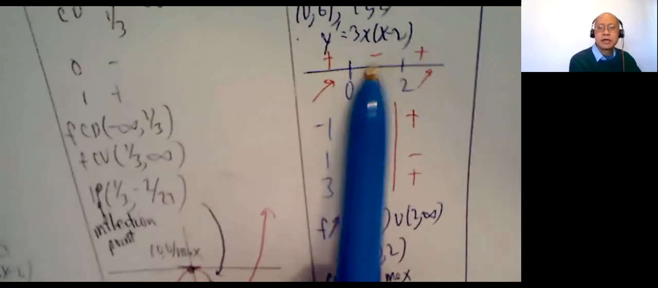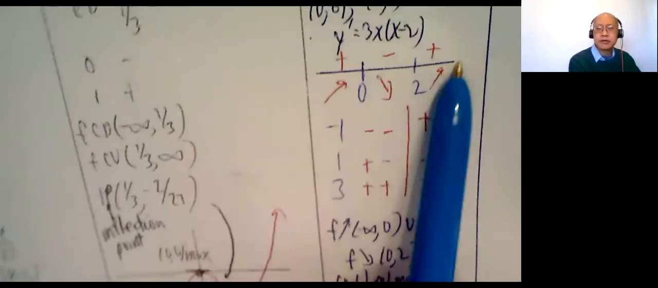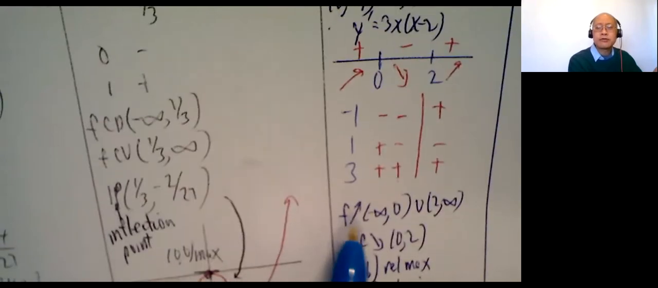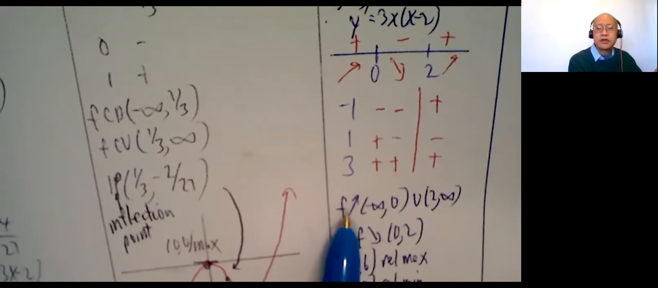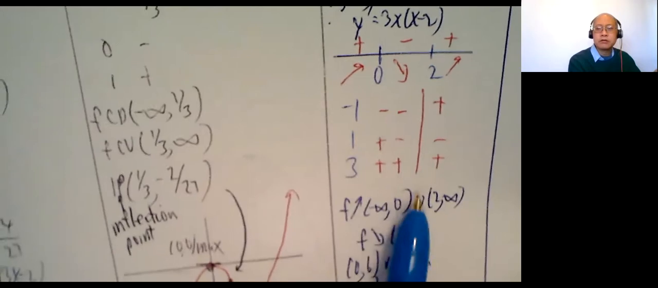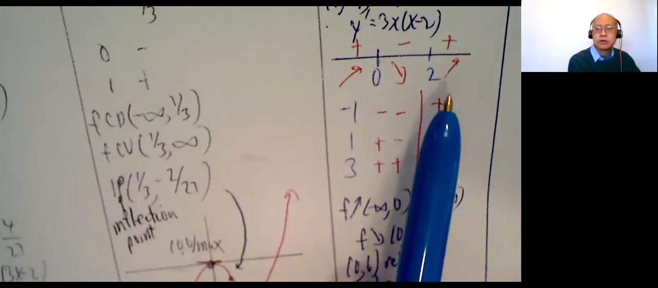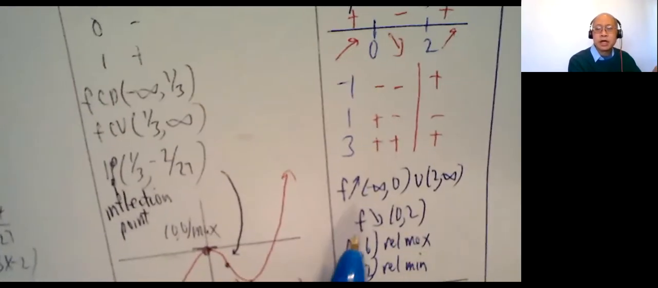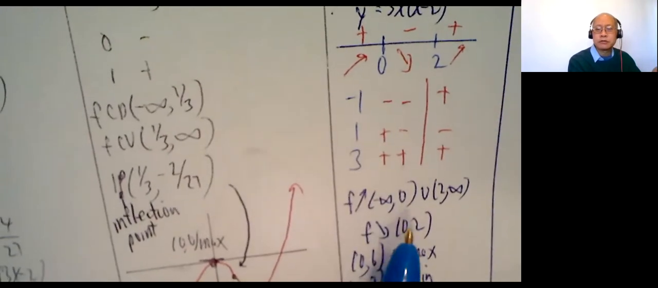Okay. Positive first derivative, increasing. Negative, decreasing. Positive, increasing. So intervals of increase and decrease: f is increasing from negative infinity to 0, union 2 to infinity. F is decreasing only between 0 and 2.